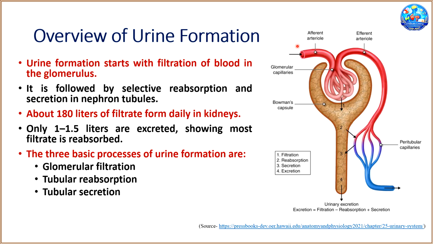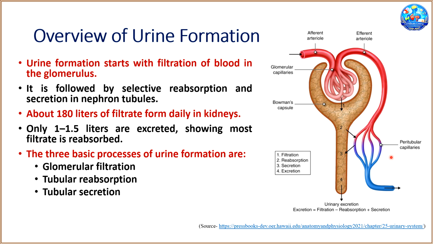Overview of urine formation. Urine formation starts with the filtration of the blood in the glomerulus, the tuft of capillaries which are present in the Bowman's capsule. This is followed by selective reabsorption and secretion in the nephron tubule. About 180 liters of filtrate is formed daily in the kidney. Out of all this, only 1 to 1.5 liters of urine is finally excreted out. This indicates that most of it is reabsorbed back into the bloodstream.